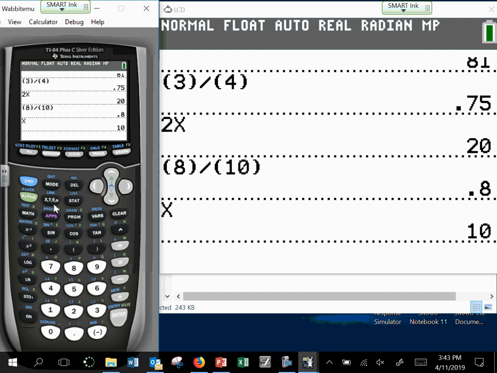Last but not least, the X button we're going to use a lot is this one right beside alpha, right beside the green button. It's got an X, a T, a theta, and an N. Those are all just different variables that you use a lot in math. So that's what we're going to be using for your X when you enter this in.